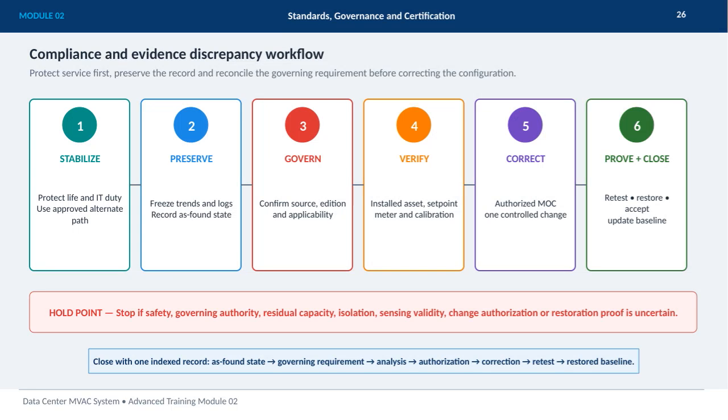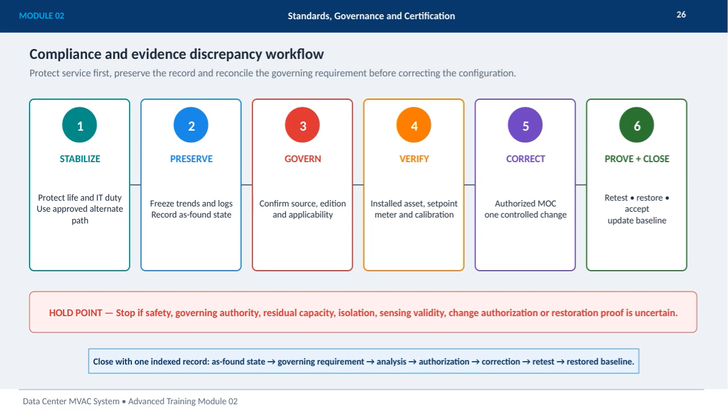On this slide, we're focusing on the compliance and evidence discrepancy workflow for Data Center MVAC systems. The key takeaway is that when discrepancies arise, we must first protect the service and ensure safety before making any changes. We start by stabilizing the situation. This means protecting life and IT duties and using approved alternate paths if necessary. Next, we preserve the current state by freezing trends and logs, capturing exactly how things were found.